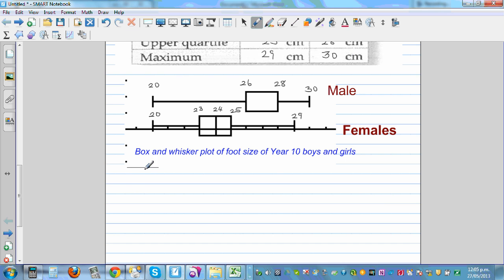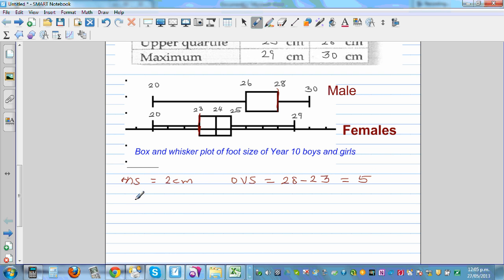You need to talk about the median shift. So the median shift is the difference between the median. So the median shift is 2 centimeters. The overall visible spread is the difference between the lower of the lower quartile and the upper of the upper quartile, which is 28 minus 23, which is 5.